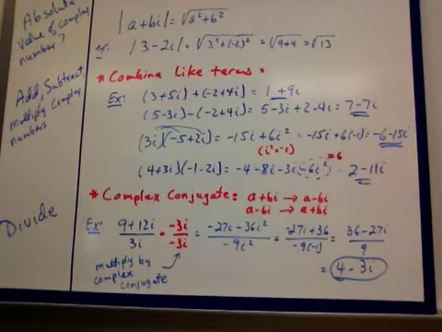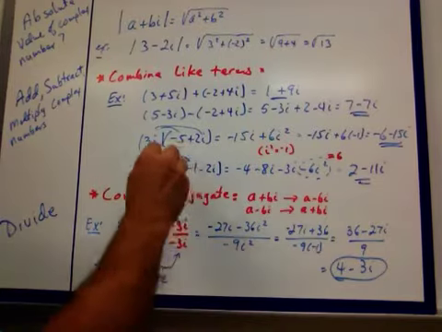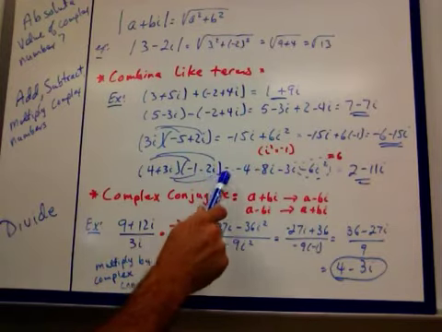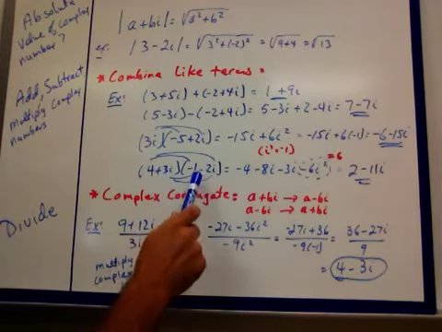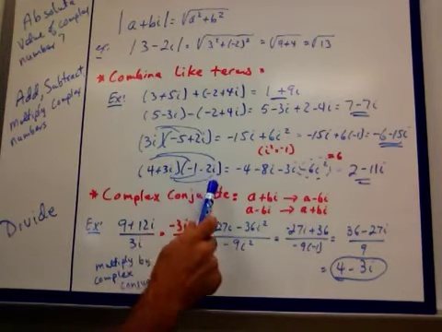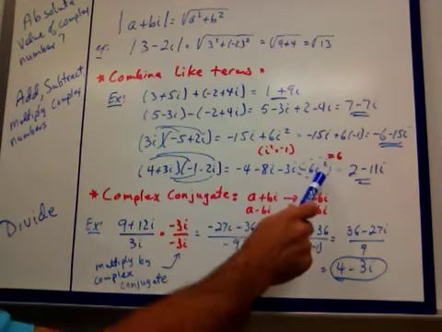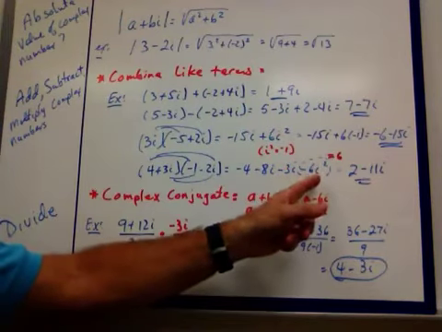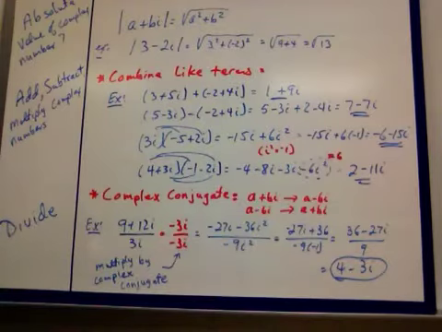Here, you're going to FOIL. Remember, first, outers, inners, last. 4 times -1, -4. 4 times a -2i, that's -8i. 3i times a -1 is -3i. And 3i times a -2i is a -6i squared. Remember, i squared is -1, so -6 times -1, that equals a +6.